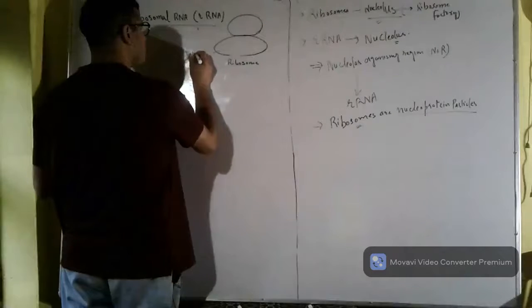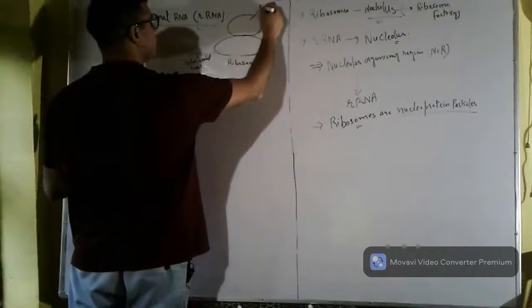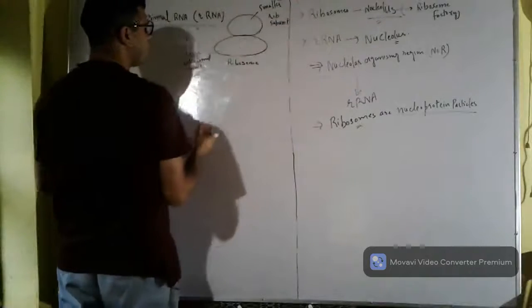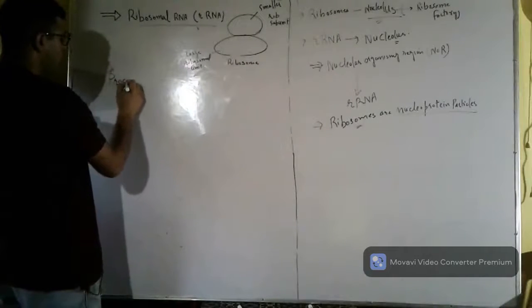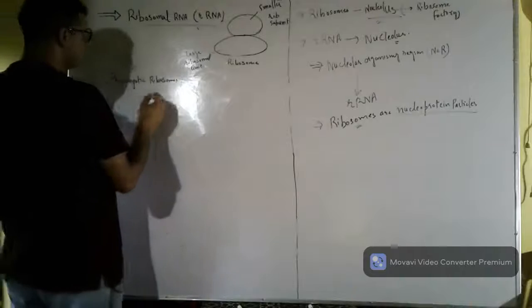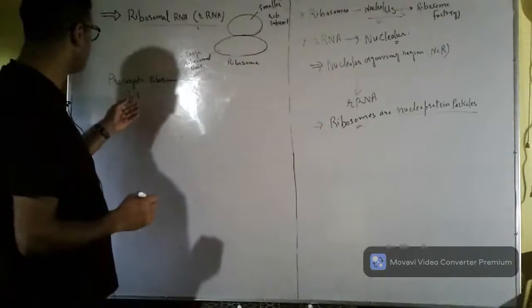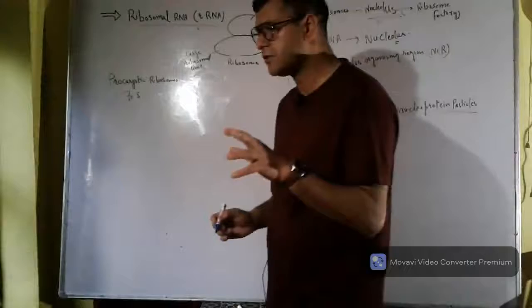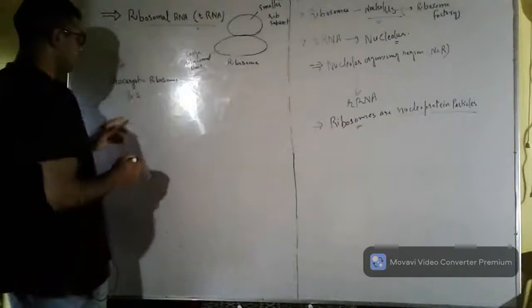We have the large ribosomal subunit and the smaller ribosomal subunit. In the case of prokaryotes, we have prokaryotic ribosomes. These prokaryotic ribosomes are 70S. This S represents the sedimentation coefficient, or Svedberg unit. It represents the rate at which these particles settle down in a centrifuge. So the prokaryotic ribosome is 70S.